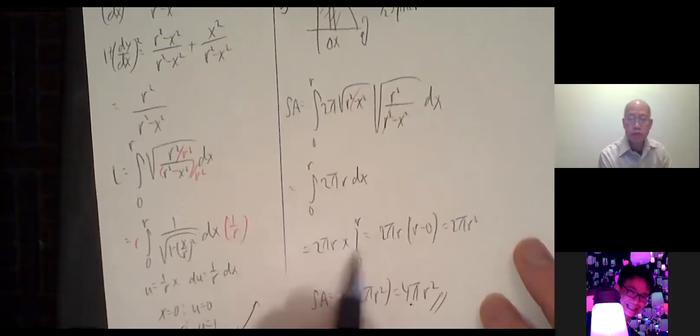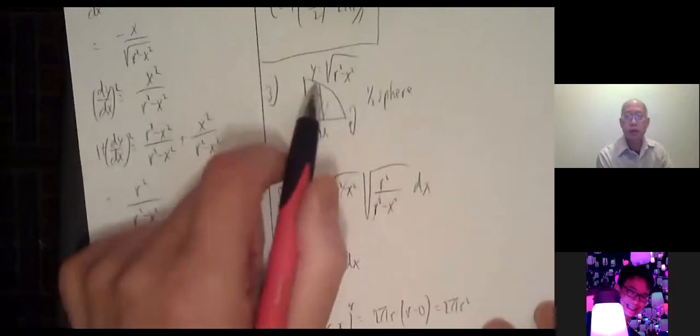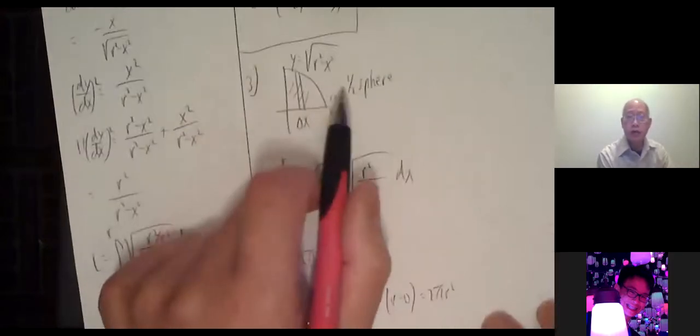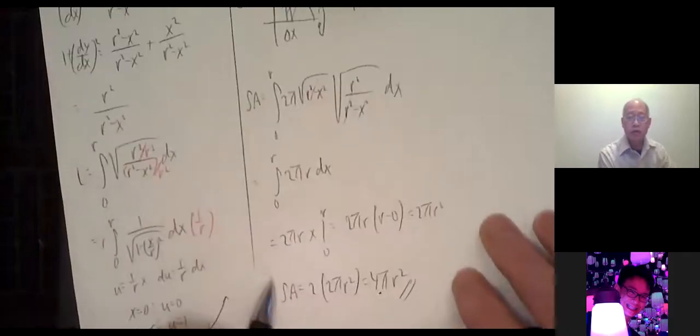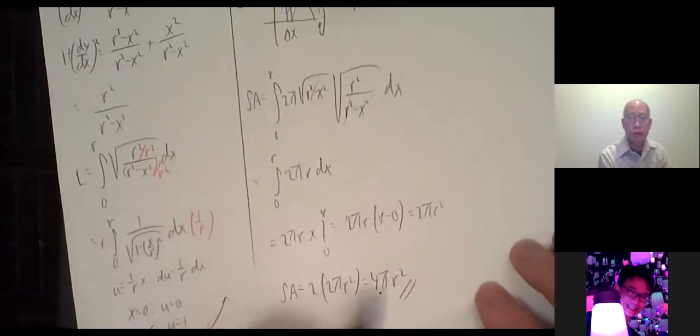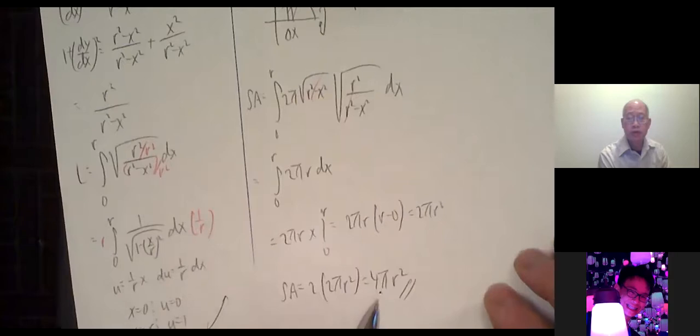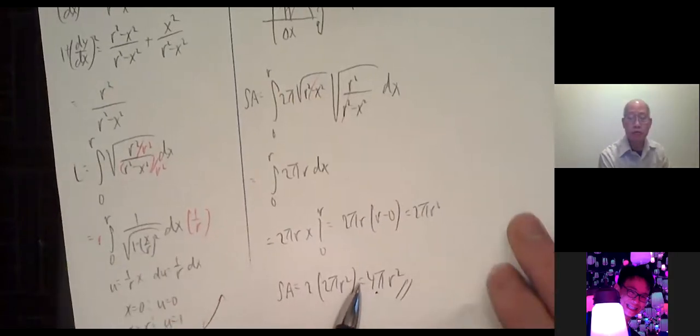Plug in 0, you get 0. Plug in r, you get 2 pi r squared. So the surface area of this surface of revolution is 2 pi r squared. That's half a sphere. So the surface area for the whole sphere, you just multiply by 2. And you have the formula for the surface area of a sphere, 4 pi r squared. And there we go. Okay, so that was the quiz.